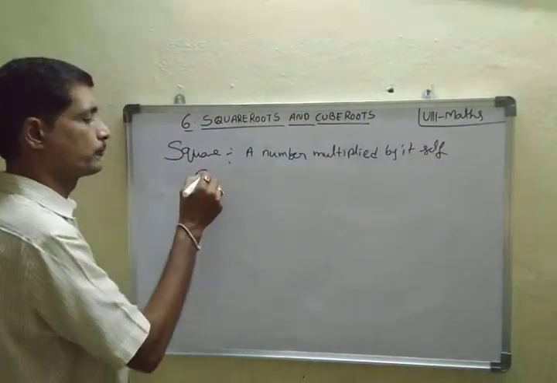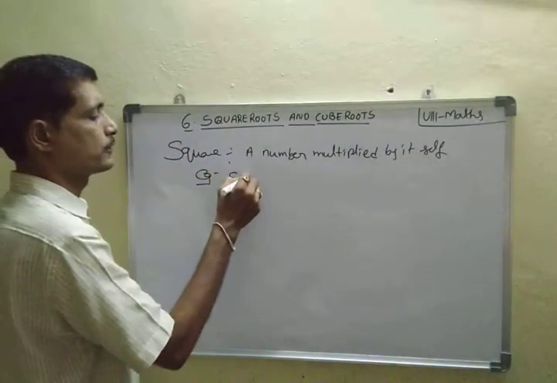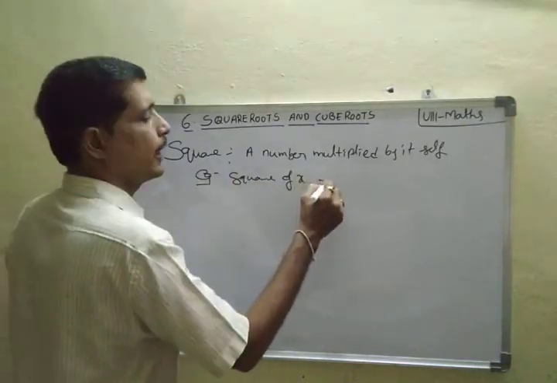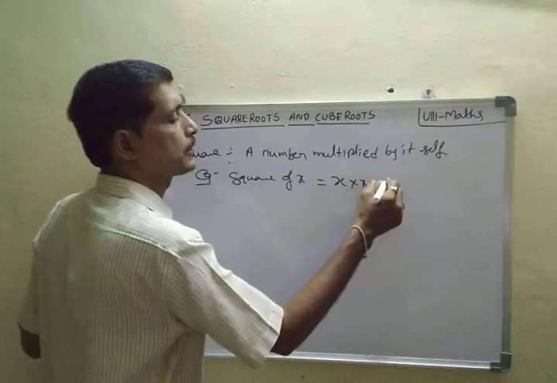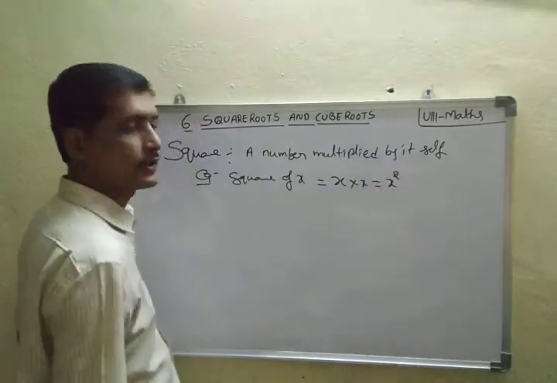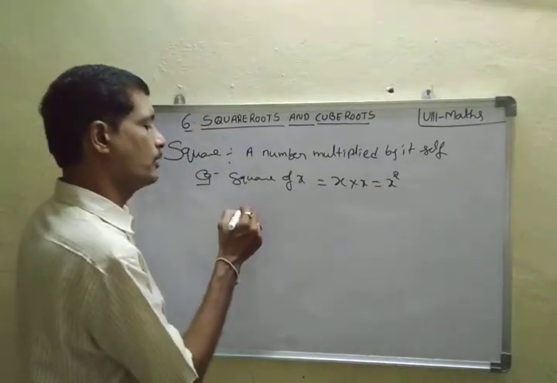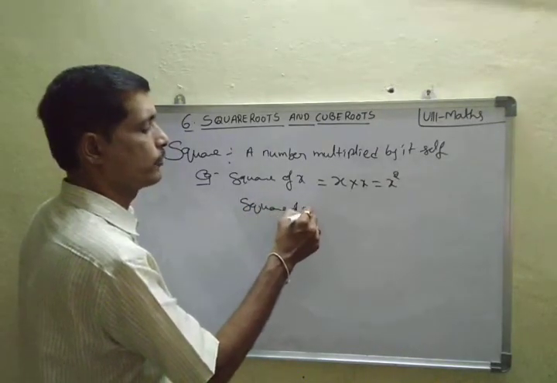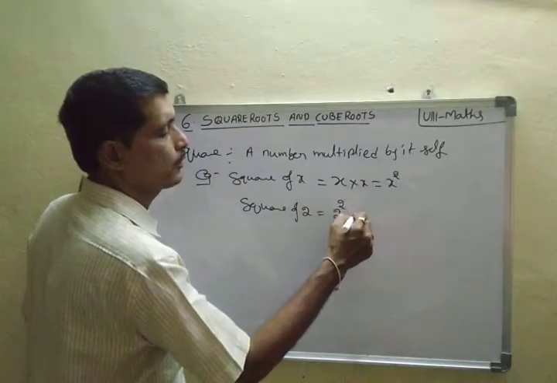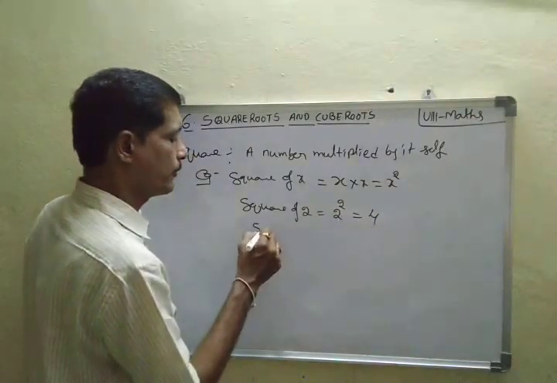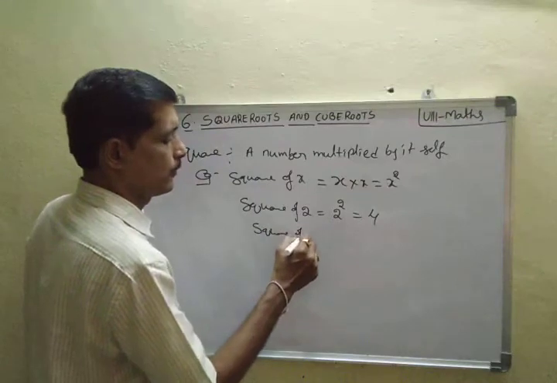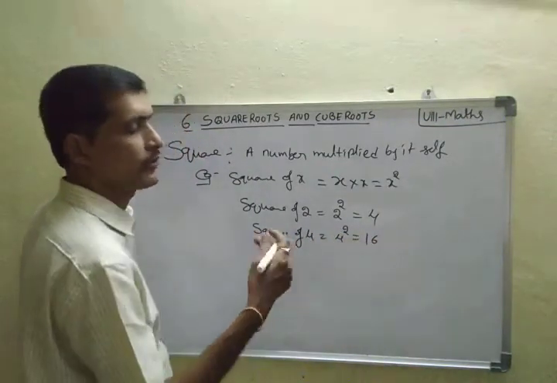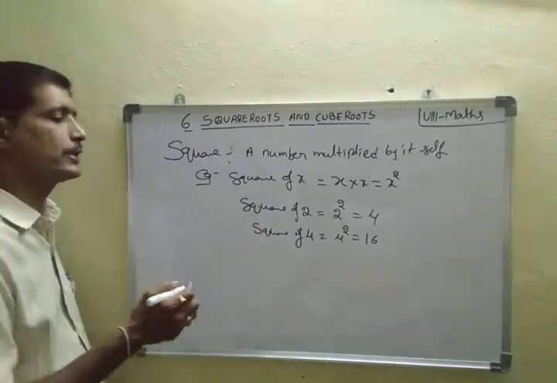Suppose, for example, square of x. Square of x means x into x, that is equal to x square. This can be written as square of x or x square. Suppose square of 2, that is equal to 2 square, that is equal to 4. Square of 4, that is equal to 4 square, that is equal to 16. Here square of n is equal to n square.